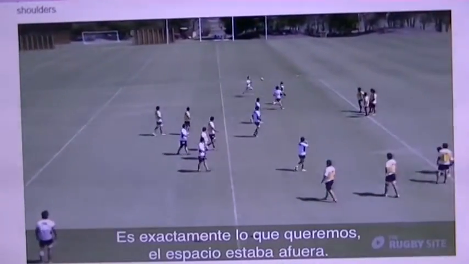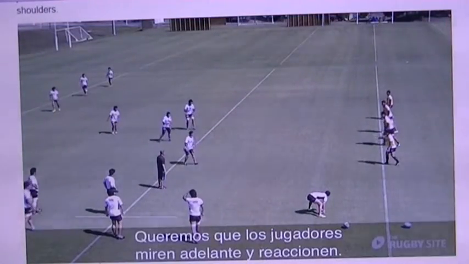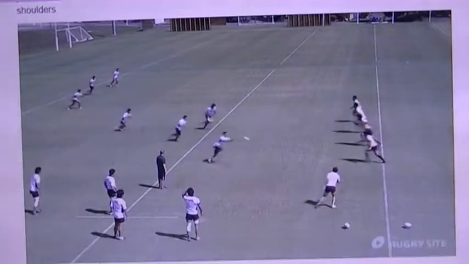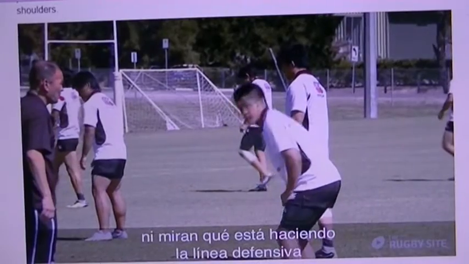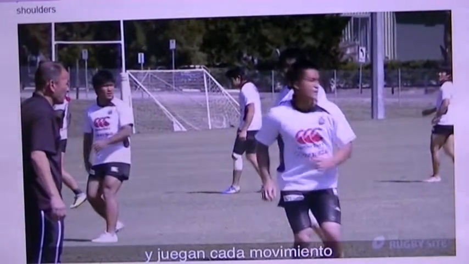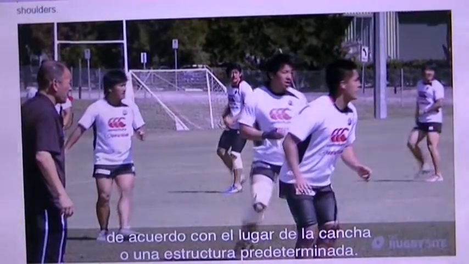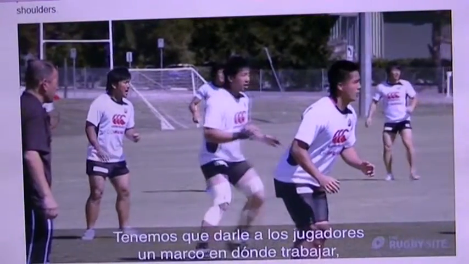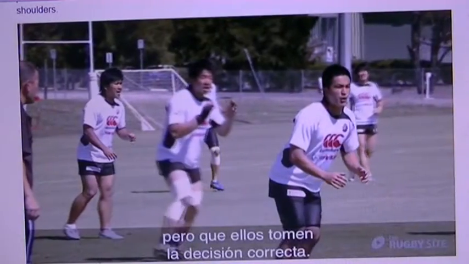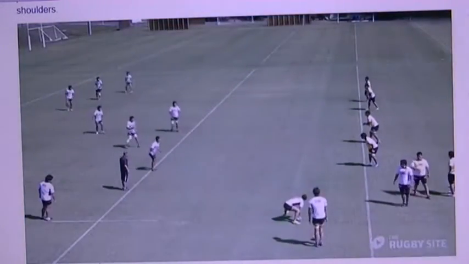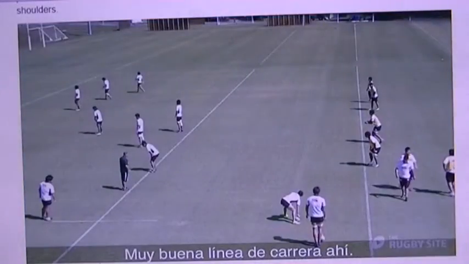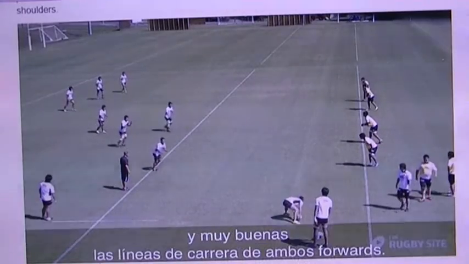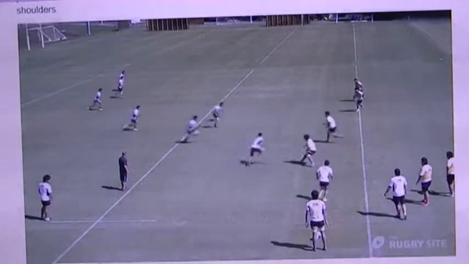So that's exactly what we want. The space was off the 10 there. Again, it's quite simple at the moment, but we want the players reacting and looking up. Too much in modern rugby, we see players not looking up and not looking at what the defence line is doing, and just playing each play by the field position or the pattern. We need to get away from this sort of rugby. We need to give the players a framework to work in, but for them to make the right decision. Beautiful line there. Well done by the 10, and very good running lines for both the forwards there.